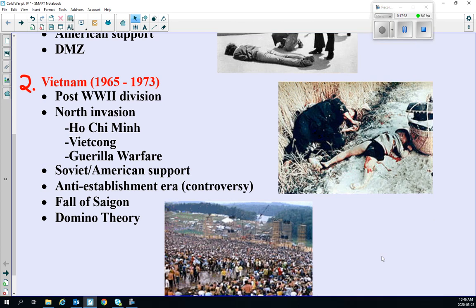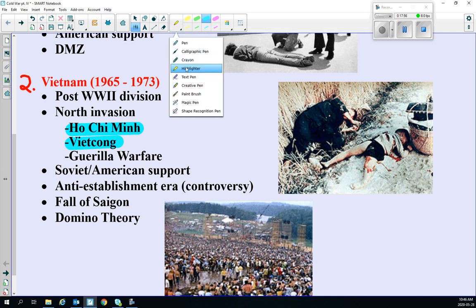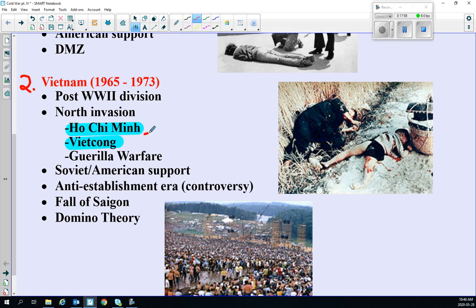The North, by the way, was led by a leader named Ho Chi Minh. You've probably heard of Ho Chi Minh if you've seen movies about Vietnam. Ho Chi Minh leads what are known as the Viet Cong, and they are civilians who train themselves to fight and conduct a guerrilla war. So Ho Chi Minh leads the Viet Cong. They are from the north. So they're trying to spread communism into the south. There's also a North Vietnamese military army, but Ho Chi Minh leads the Viet Cong, and they are a militia.